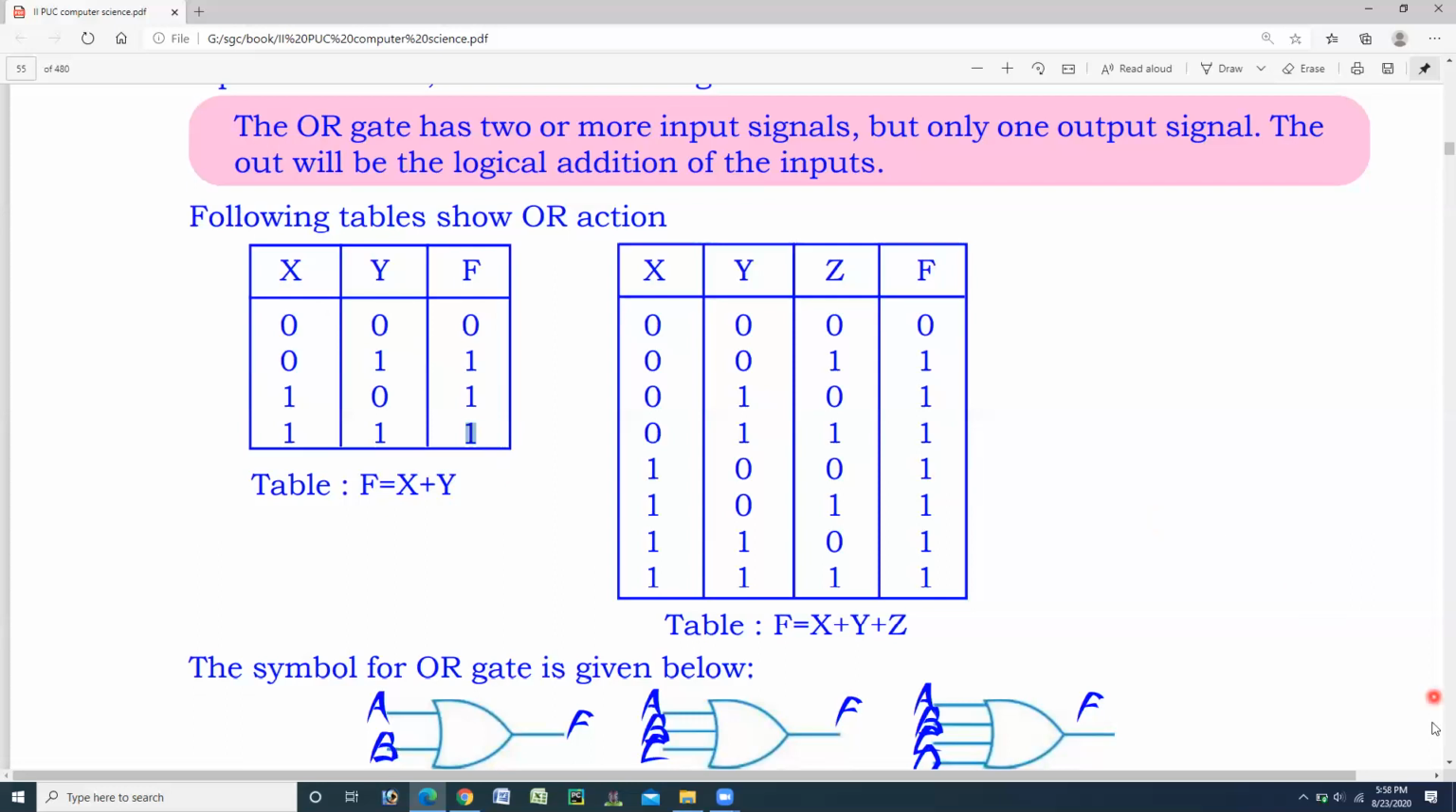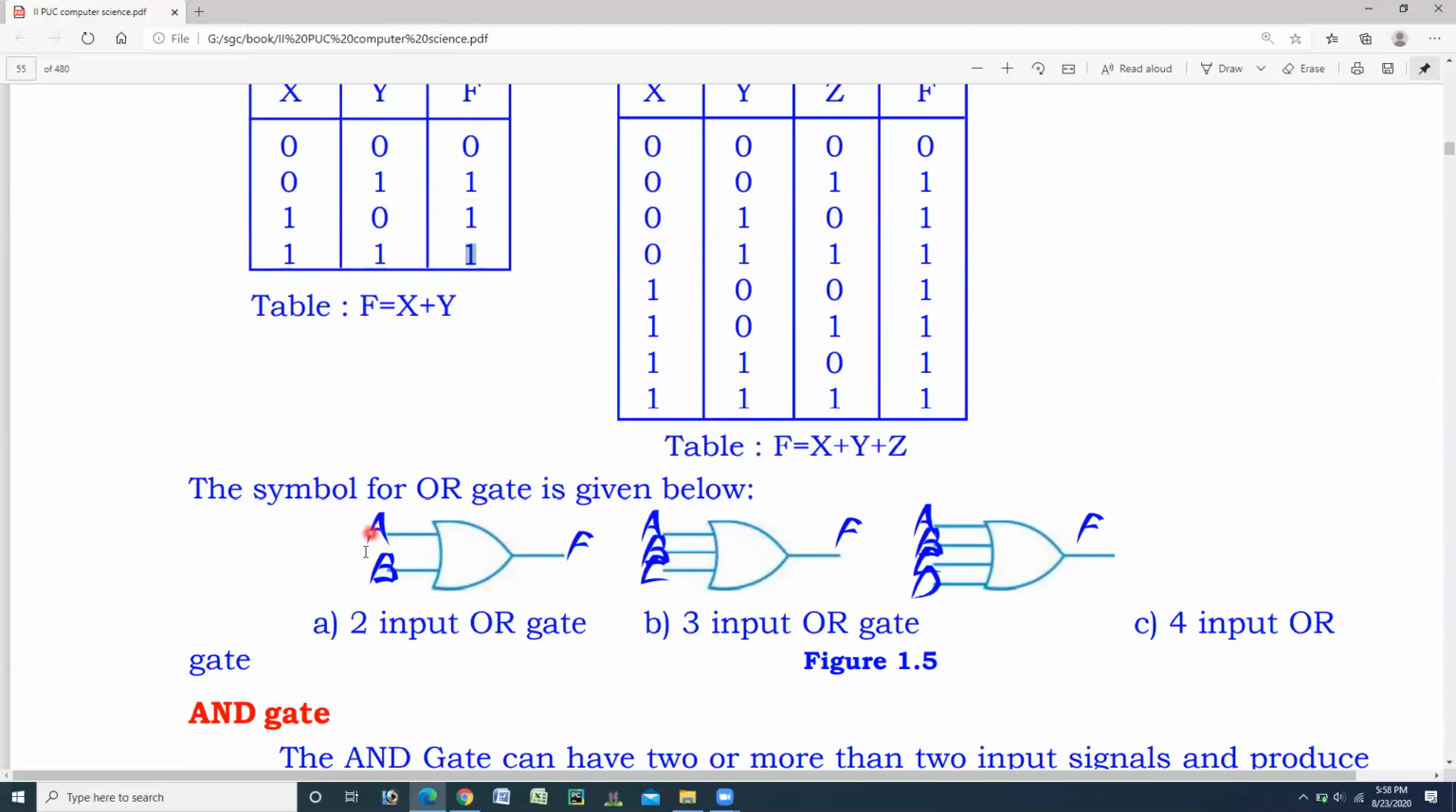Then the logical representation or logical symbol of the OR gate is here. This is the 2 input OR gate. A and B are the 2 inputs. F is the output. Here it is A, B, C, the 3 input OR gate. Right? Then the 4 input OR gate symbol. These are logical symbols. At least you should remember 2 inputs and 3 inputs. This completes OR.